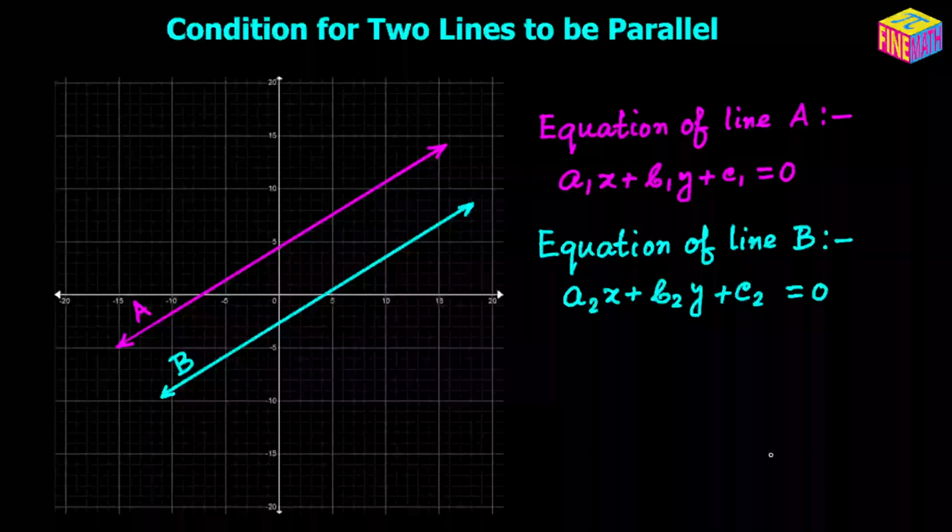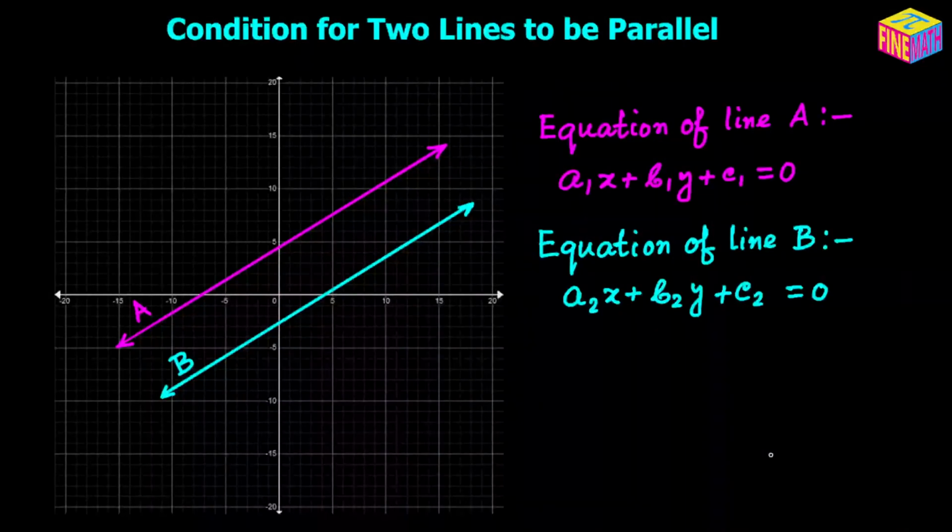are parallel. And also let's assume that the equation of line A is a sub 1 times x plus b sub 1 times y plus c sub 1 is equal to 0. And similarly, let's also assume that the equation of line B is a sub 2 times x plus b sub 2 times y plus c sub 2 is equal to 0, right?